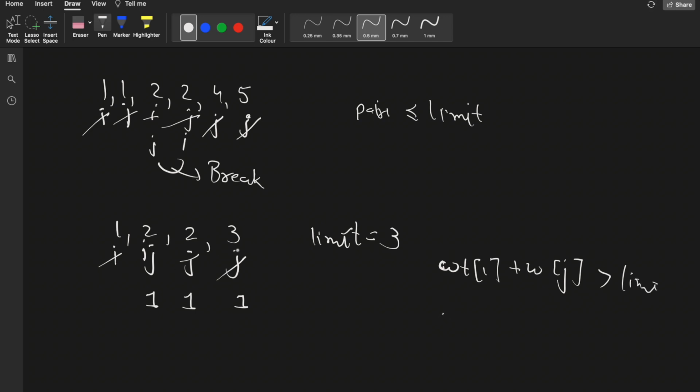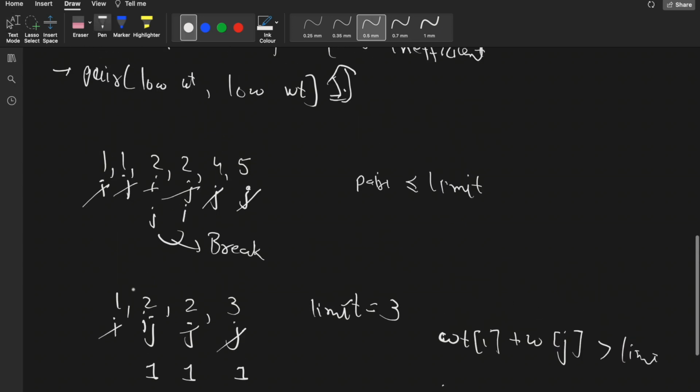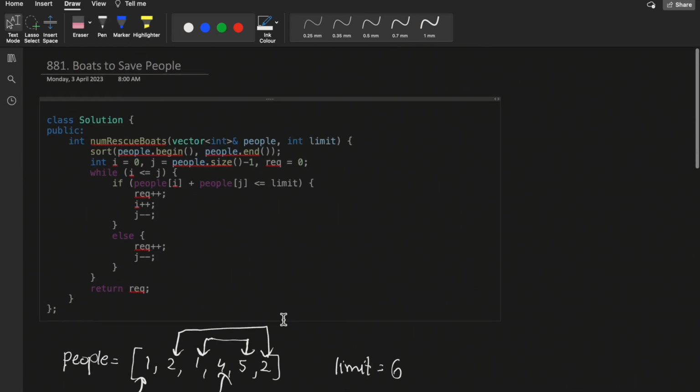See, let me explain this in the code itself. But till now, have you understood how this two pointer approach will work? One will point to the lower weight, the other will point to the higher weight, and we keep on incrementing the i pointer and decrementing the j pointer. So guys, now let's move on to the coding part.